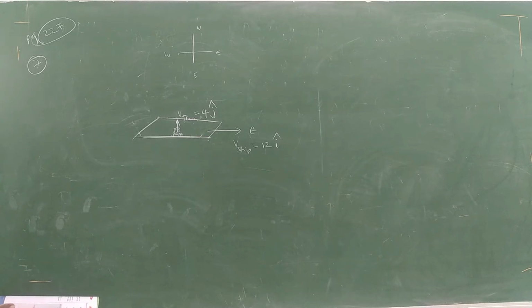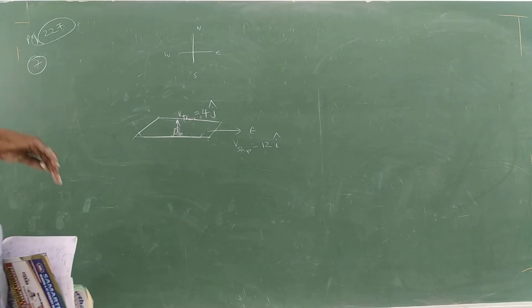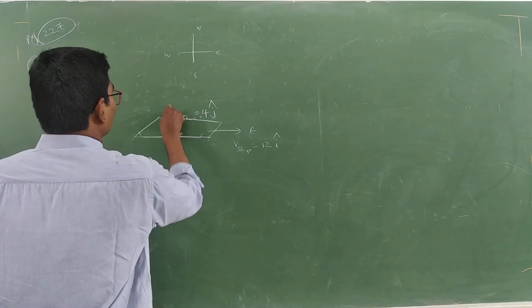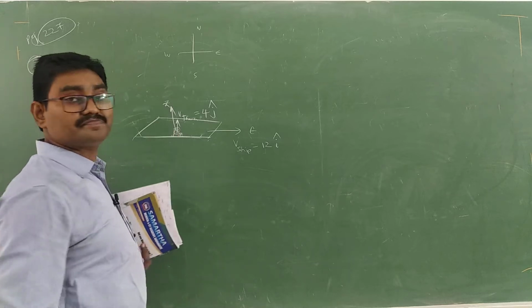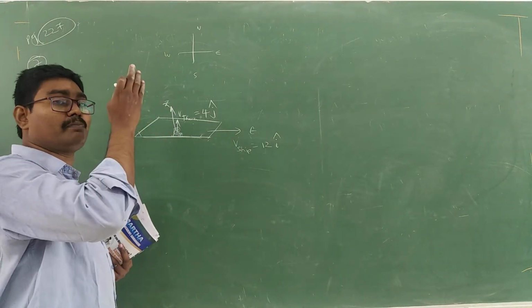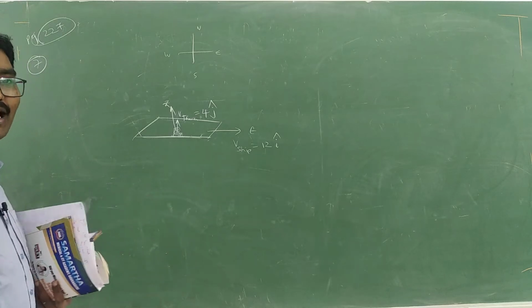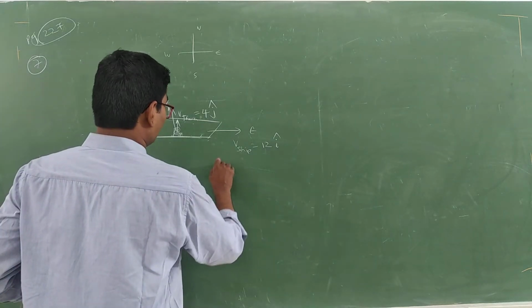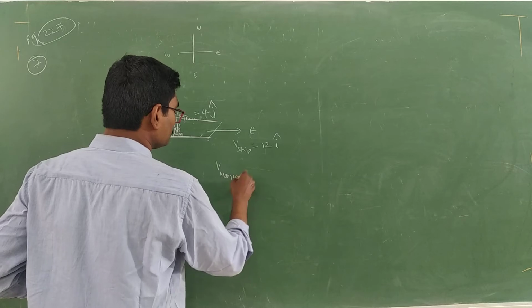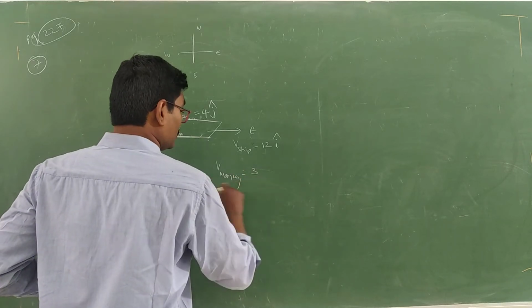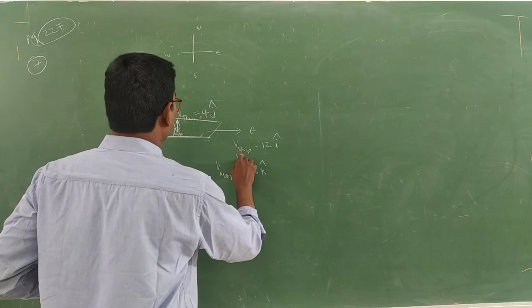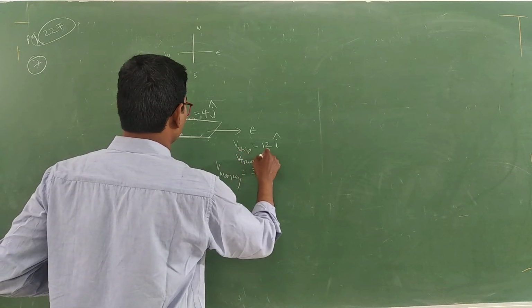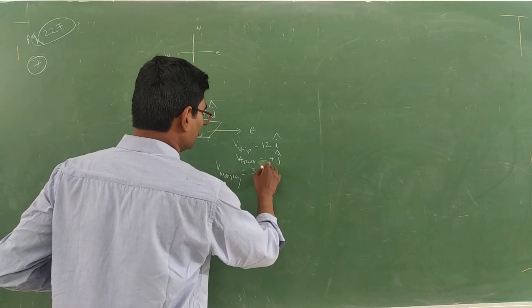On that truck there is a pole, vertically placed. On that pole a monkey is climbing up. So now this is the z-axis. The monkey is climbing up along the z-axis. With what speed is it climbing up? 3 meters per second. So velocity of the monkey is 3k cap, velocity of the truck is 4j cap.